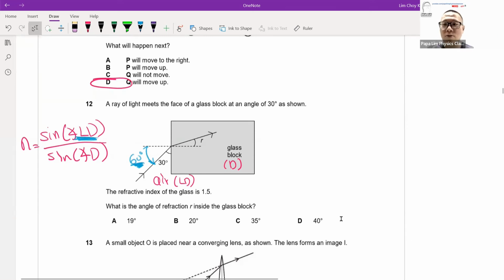So I will not dwell too much on that. Just take note of the common tricks that we use. Please use the correct angle. It always has to be measured from the normal to the ray itself.